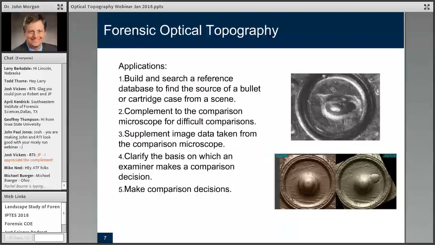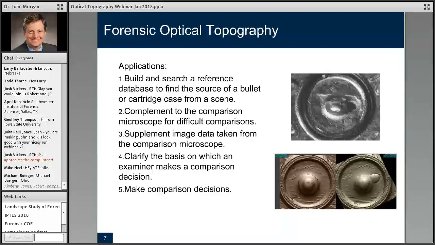The applications for this are now, first, of course, to go to the next level for IBIS or NIBIN, and that is to build and search a reference database to find the source of a bullet or cartridge case from the scene. And even that has been changed an awful lot. I don't think many jurisdictions previously have even attempted to do cold hits of bullets. That is still difficult for a variety of reasons that are fundamental to bullet matching, but is now possible with some of these advanced microscopy tools.